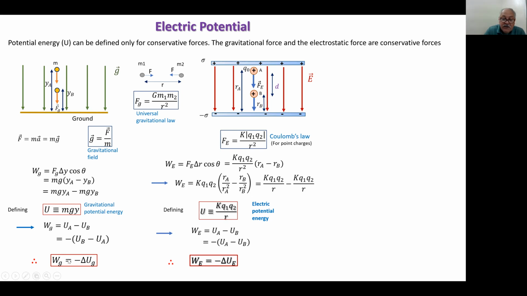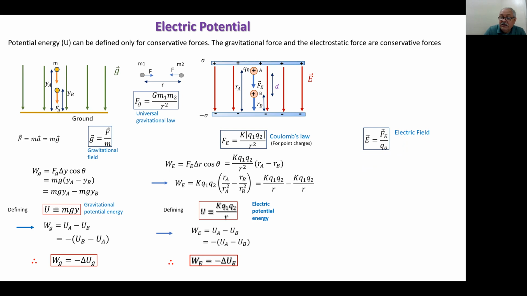You can see they have the same form as the gravitational potential energy: the work done by the gravitational field is the same thing as the work done by the electric field. They have the same form. Why? Again, because the force acting in these two cases is a conservative force. Perfect. Now, one more time, this is the electric field.